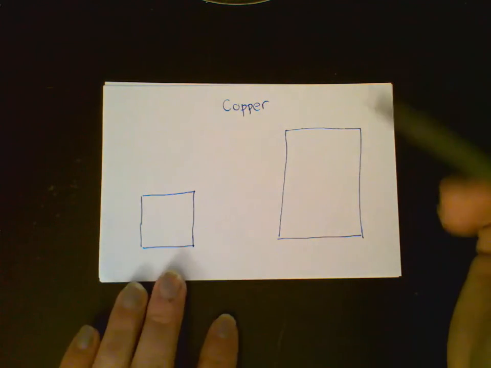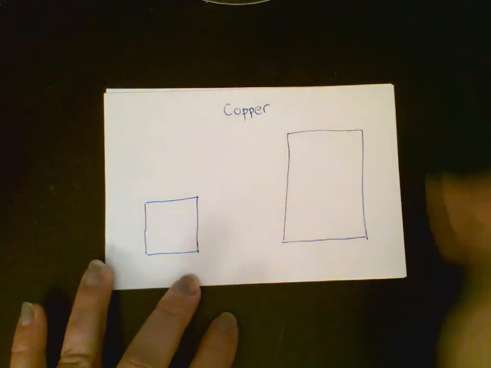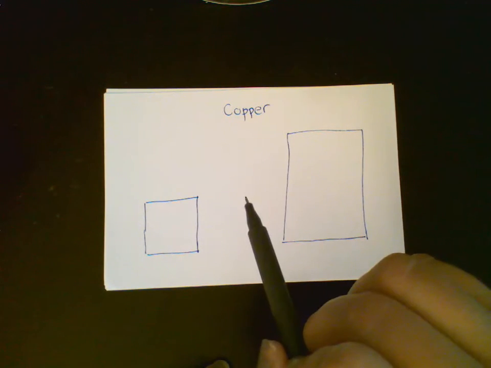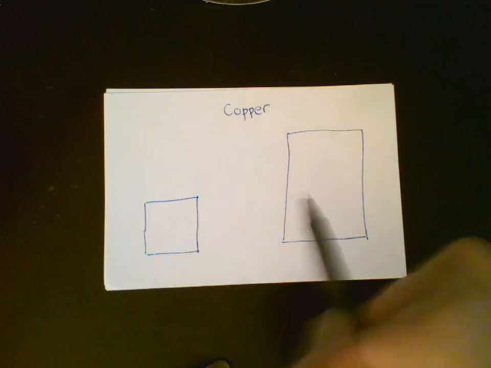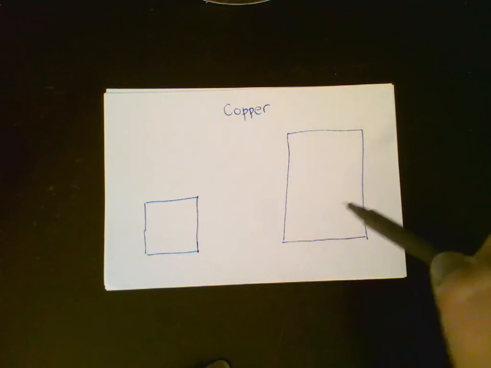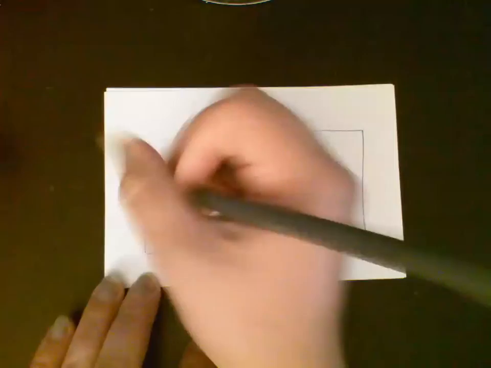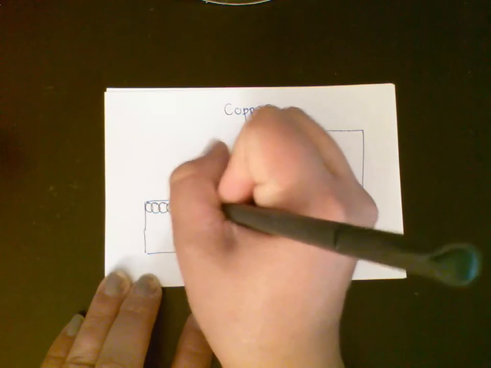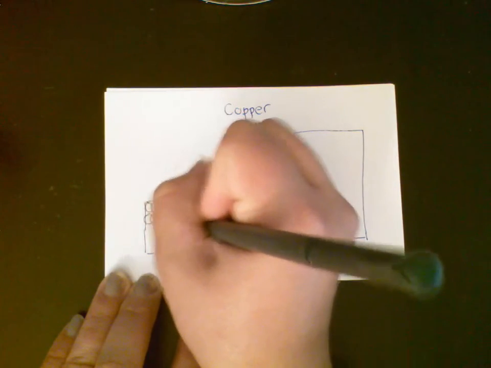Okay, so looking at this, when you've got copper, you've got 2 samples of copper. Remember, size shouldn't matter. So if you double the size, you're going to double the amount of stuff that goes into it. So smaller sample, solid, particles close together.